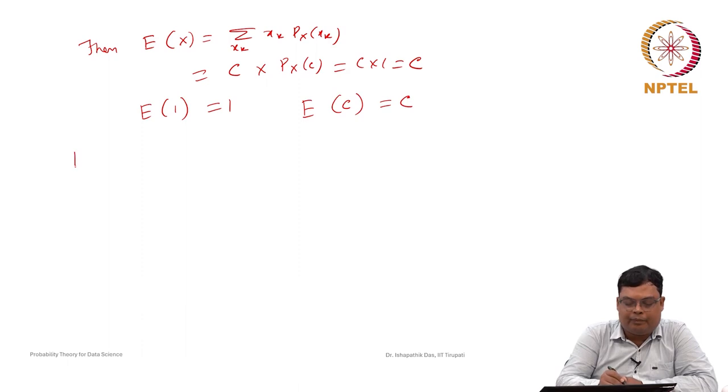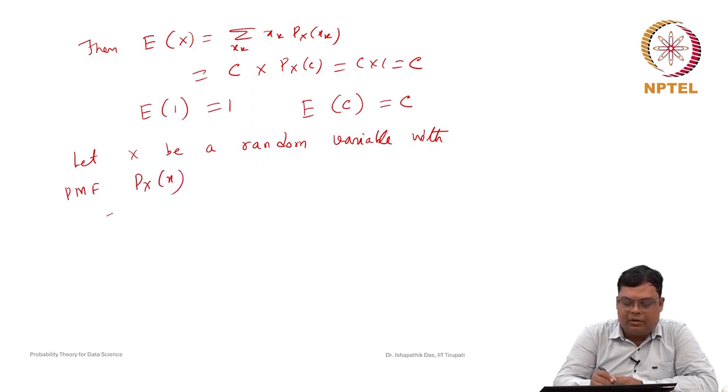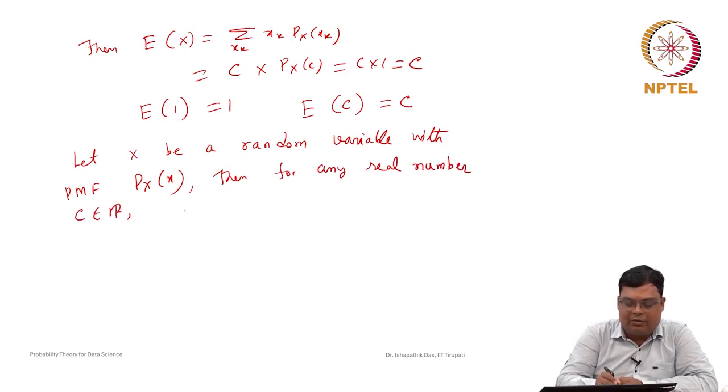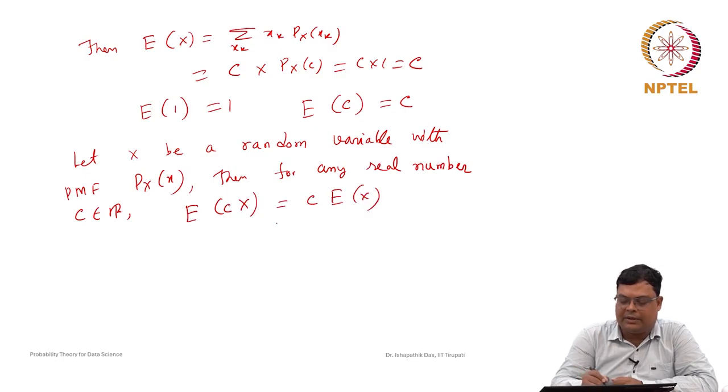Now, let X be a random variable, suppose it is discrete, with probability mass function P_X(x). Then for any real number c belonging to R, the expected value of cX is nothing but c times the expected value of X. How will we prove that?